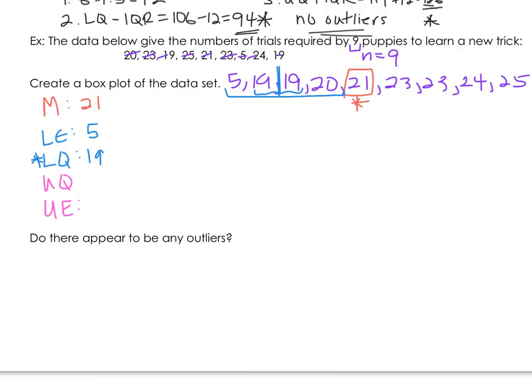So that wasn't really too difficult to navigate. But let's check out the right-hand side just to be sure. For our upper quartile, if we look at the top half of our data, we're going to be between 23 and 24. So if we add those two together and divide by 2, we'd be at 23.5, right in the middle. And then our upper extreme is 25. There's our data points. We want to go from 5 to 25.